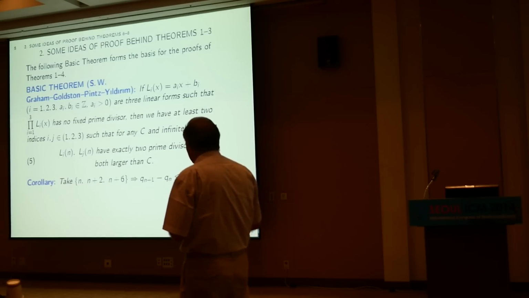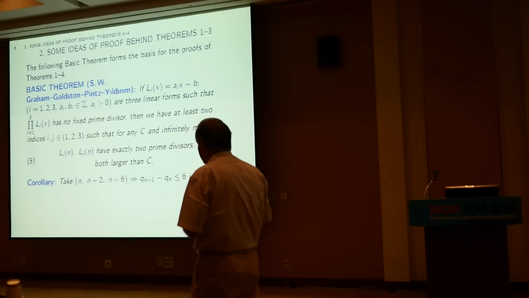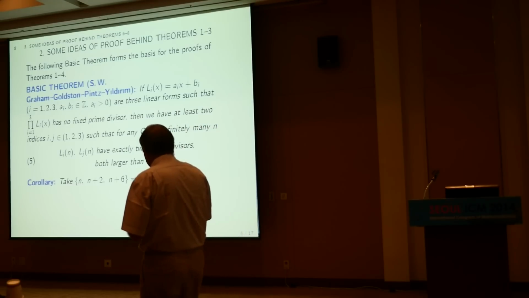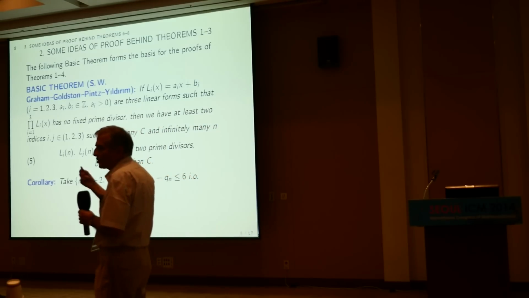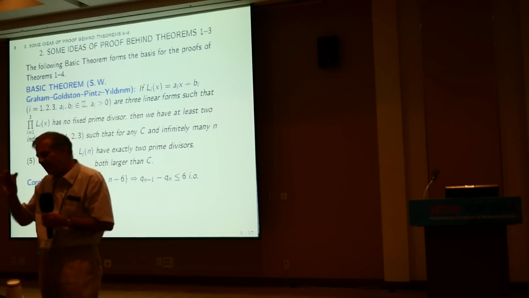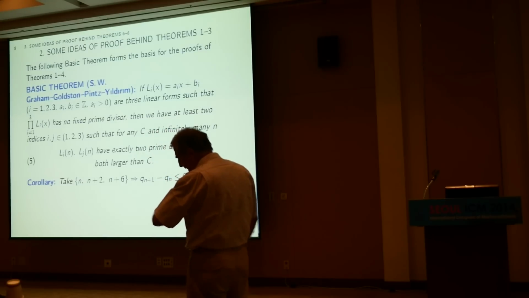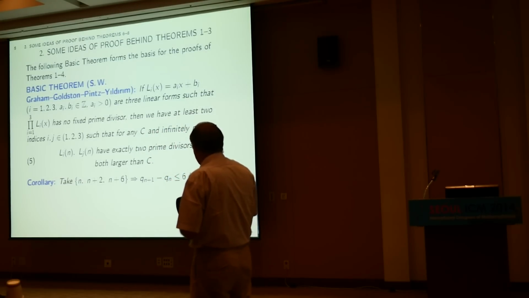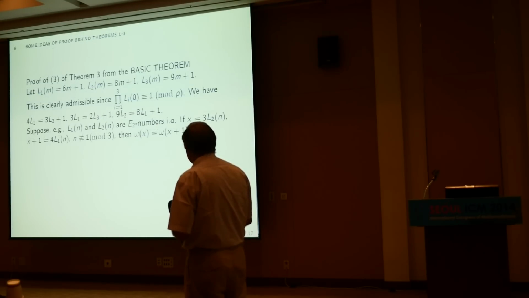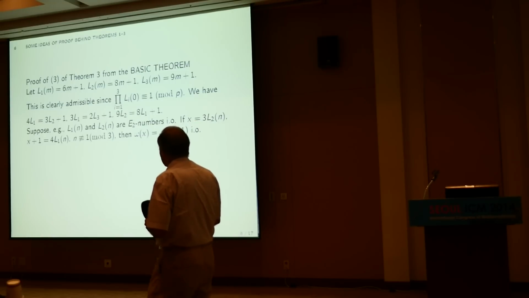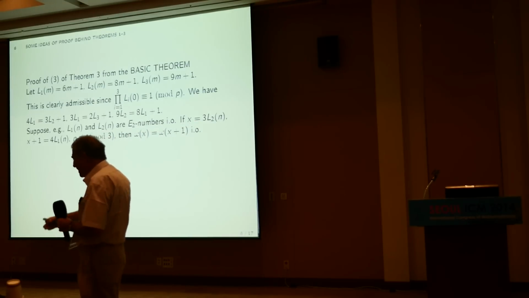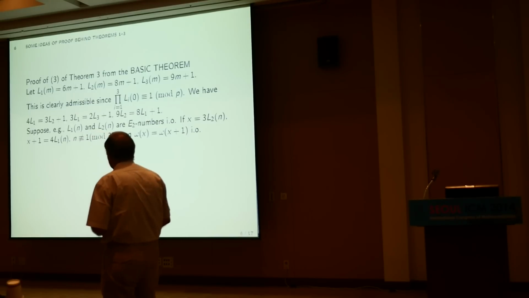And a corollary of this is that if we take these 3 linear forms, n plus 2, n plus 6, then it's clearly an admissible triple, and in this case we have difference that moves 6 between consecutive numbers with exactly 2 prime factors.